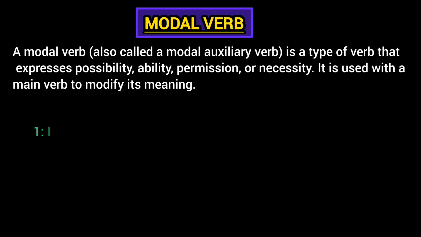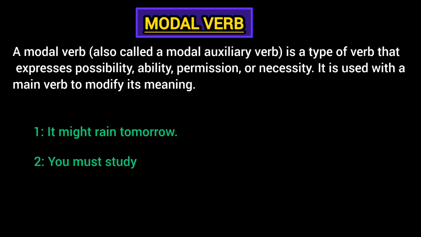It might rain tomorrow. Look at this example. The word might is a modal verb. The question is, how is it a modal verb? The simple answer is that it is used with another main verb, which is rain, and the second point is that it shows possibility of rain. Simply, it means that it is possible that it might rain tomorrow. You can see this is a modal verb or modal auxiliary.